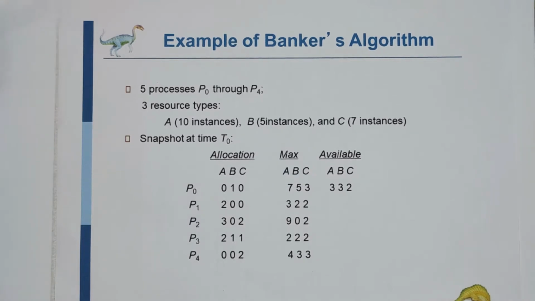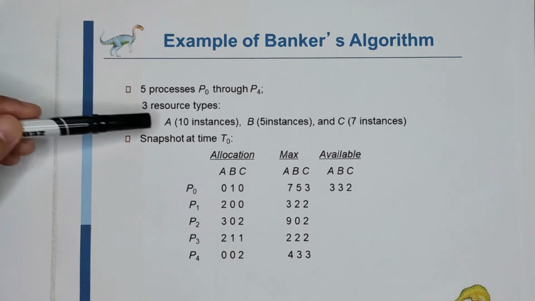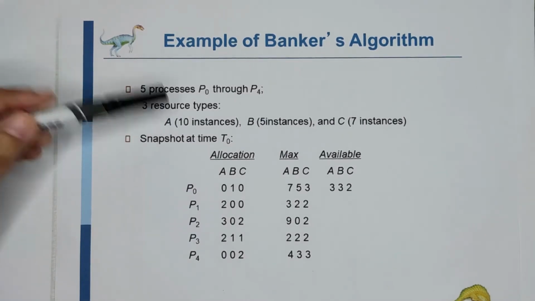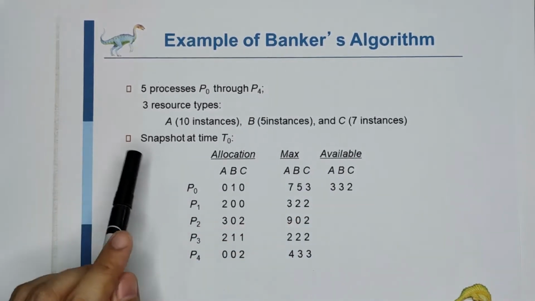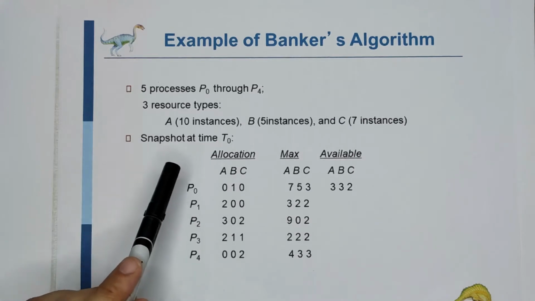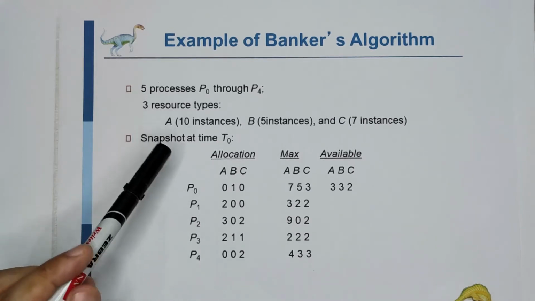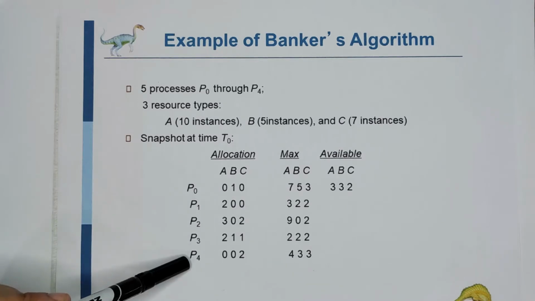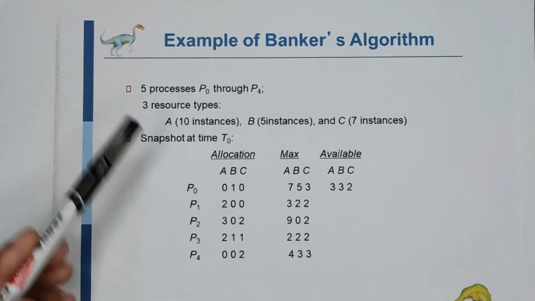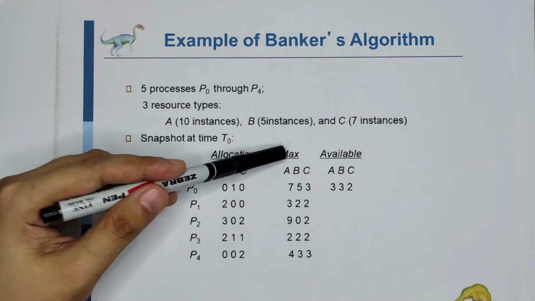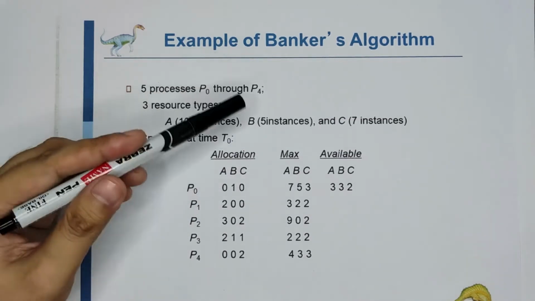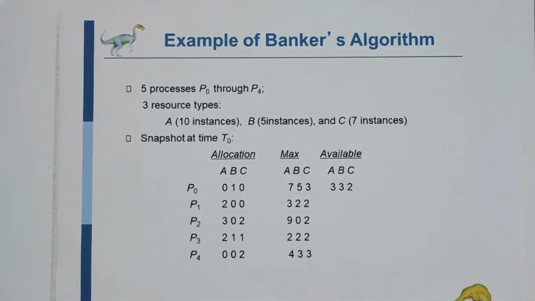We have 5 processes, P sub 0 through P sub 4, and 3 resource types. A has 10 instances, B has 5, and C is equal to 7. Then we have a snapshot at time T sub 0. We have the 5 processes from P sub 0 to P sub 4, the allocation matrix for each of the processes, the maximum needed resources by these processes, and the available values for A, B, and C.